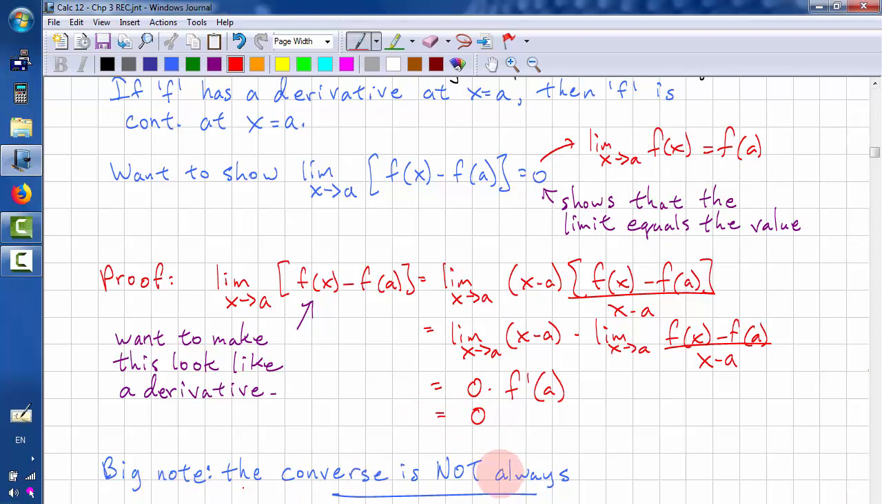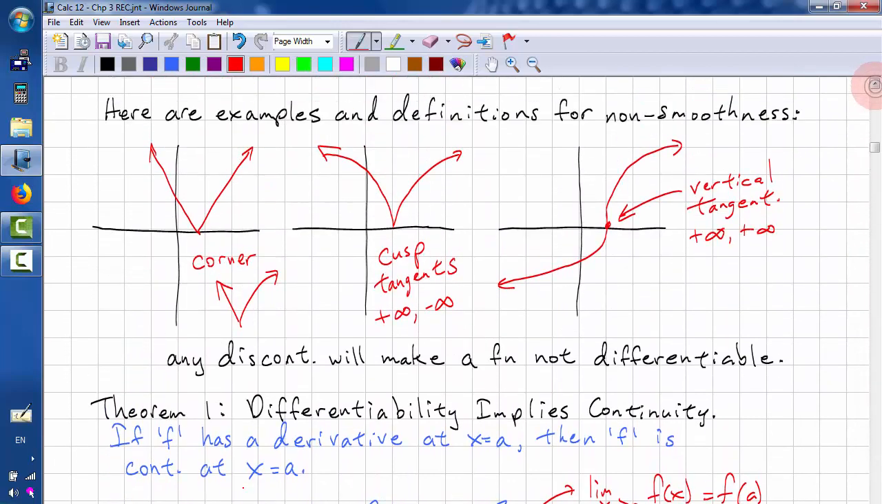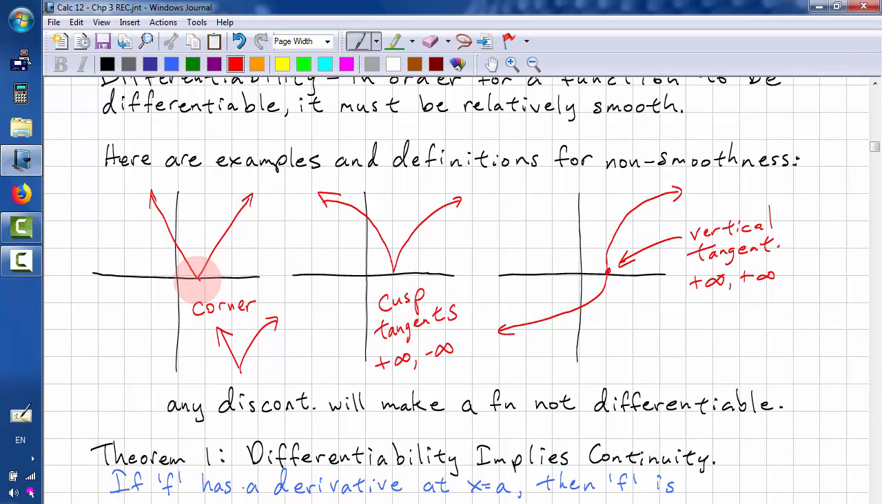Note, the converse is not always true. Okay, P implies Q. Q does not imply P. So if we have continuity, that does not imply differentiability. It's a different statement. And all we have to do is go back up to where we were. Here we have continuity. Here we have continuity. And we don't have differentiability. Here there's no continuity because this is a vertical tangent. This is a vertical tangent. This must mean that this is a vertical asymptote.